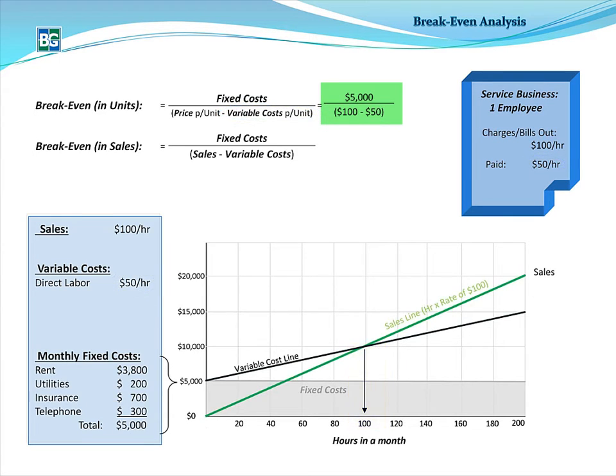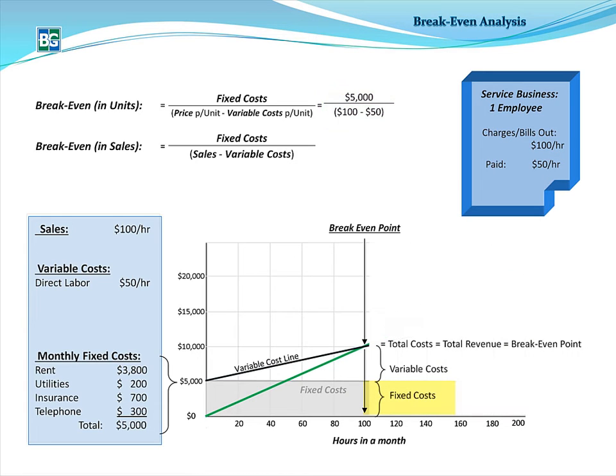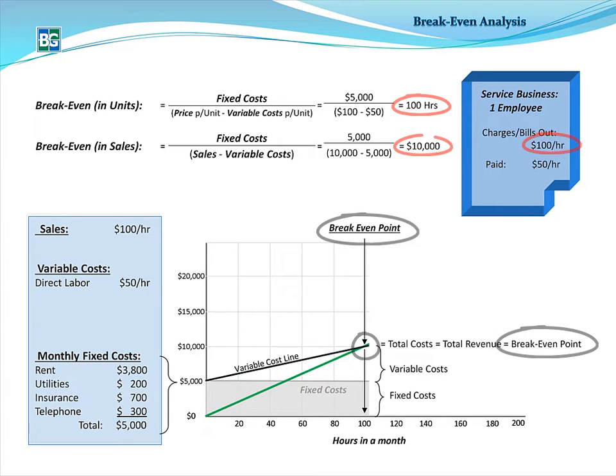Now when you add the sales line to the graph, the point it intersects with the variable cost line represents the break-even point, which is where the fixed costs plus the variable costs equal the total cost, which equals the total revenue. Hence, the break-even point of 100 hours at $100 per hour for $10,000 in revenue.